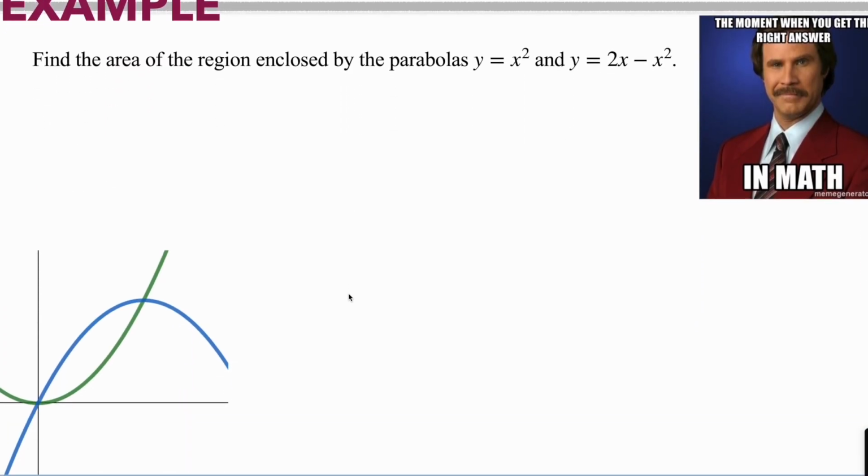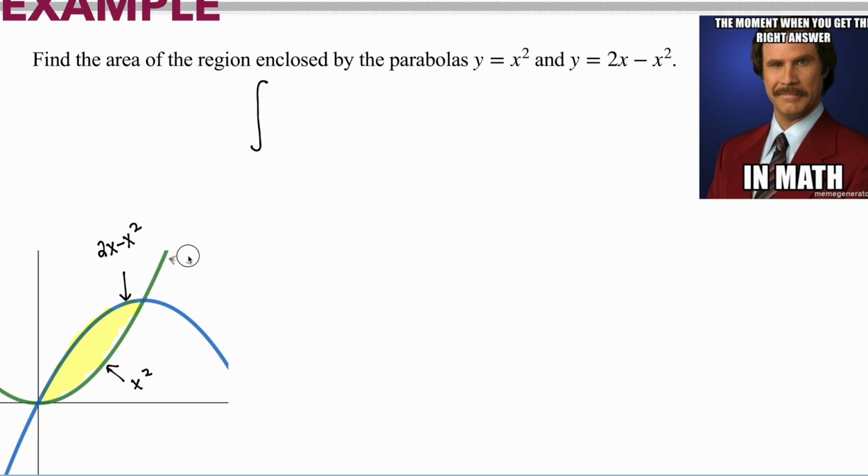So in this example, we want to find the area of the region enclosed by these two curves. What we want to know is the area between them. According to what we just learned, it is going to be the area from the top function, which is 2x minus x squared, and the bottom function, which is x squared.